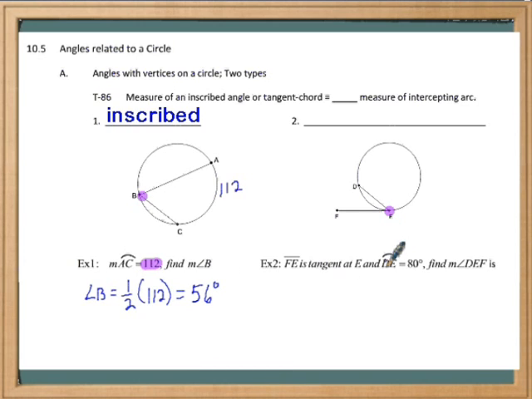Moving over to example 2, we have a tangent line, which is FE, and we have a chord that I'm going to color in green, DE. Those two make up the angle DEF, and if you'll notice, the red one is a tangent, the green is a chord, hence this is called a tangent chord angle.